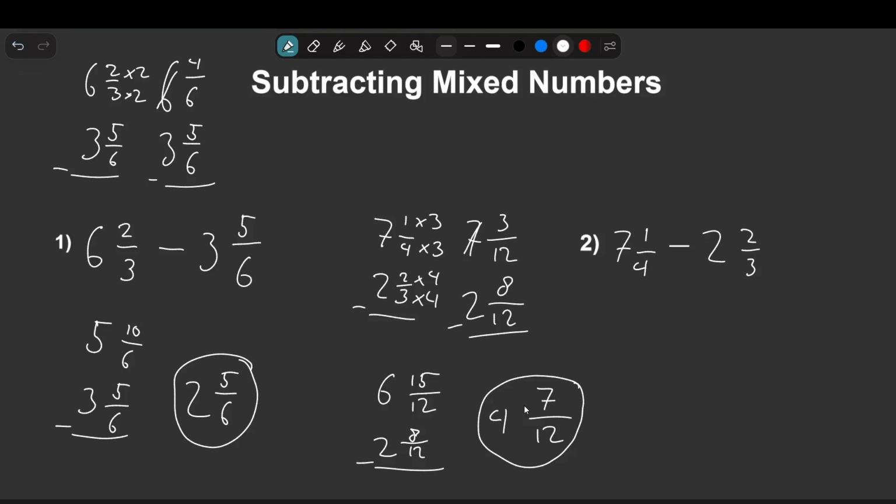So this was the video, guys. I hope you guys understand how to subtract mixed numbers now. It can be a bit complicated because you have like 4, 5, or 6 steps you may have to go through in order to get to the final answer. But if you watch this video a couple of times, you will finally understand it.